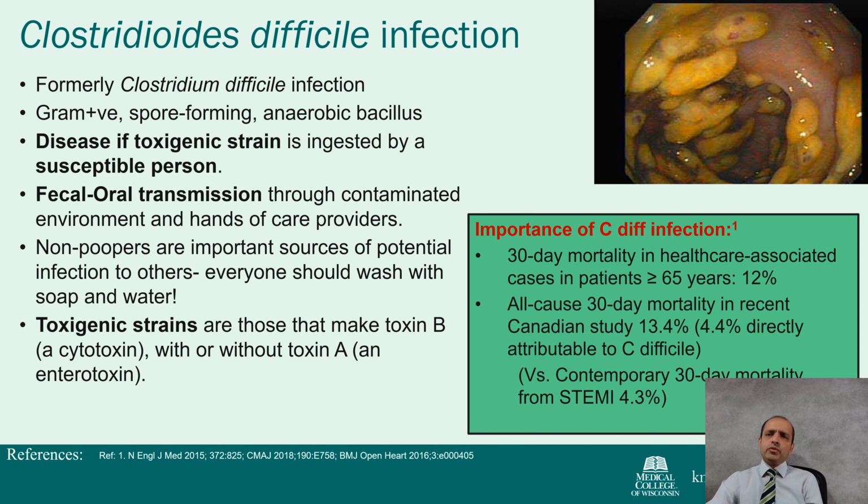But remember, non-poopers are an important source of potential infection to others. Remember that. So somebody without symptoms is actually an important source of infection. And toxigenic strains are the ones that make toxin B, which is a cytotoxin, with or without toxin A, which is an enterotoxin.